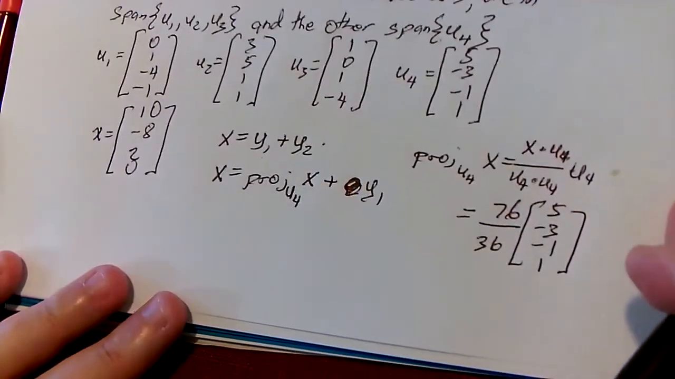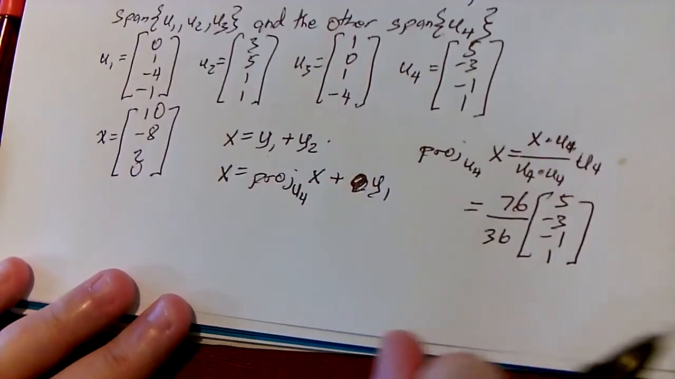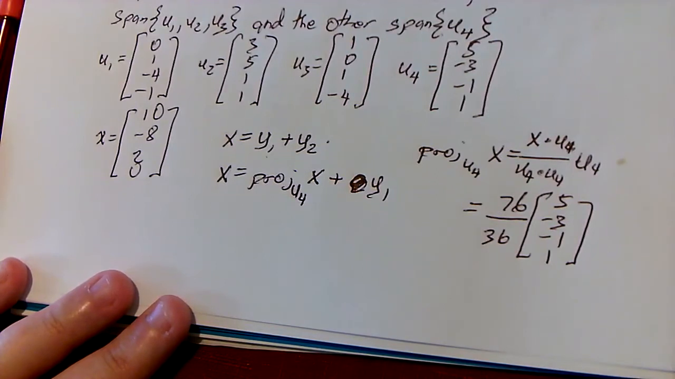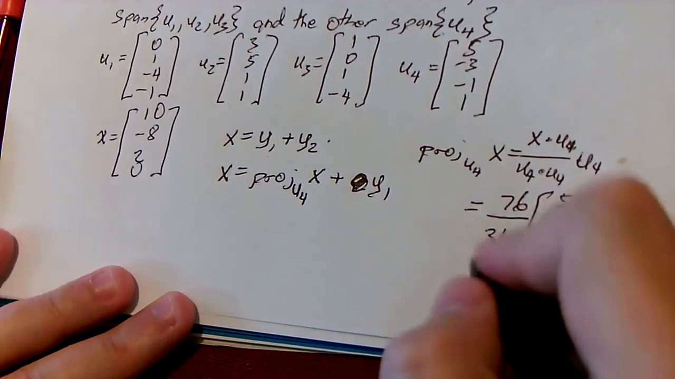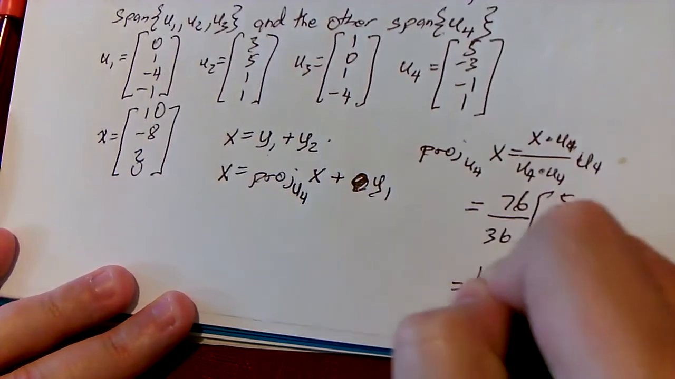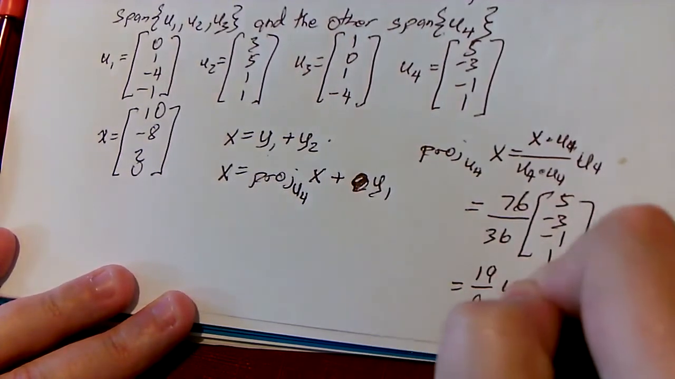Okay, so I've got a fractional situation here, but I can reduce or simplify 76 over 36. Hey, use your calculator, whatever works best for you. I get 19 over 9, times my vector U4.